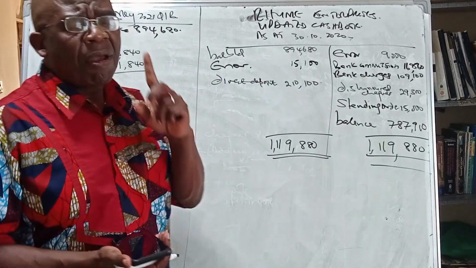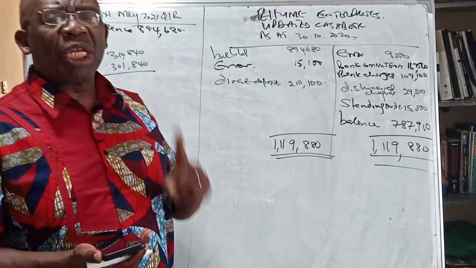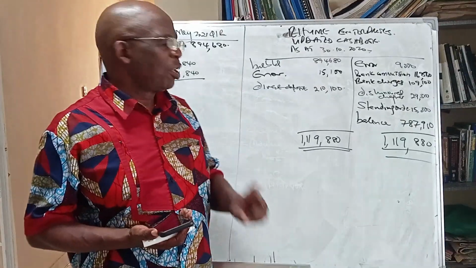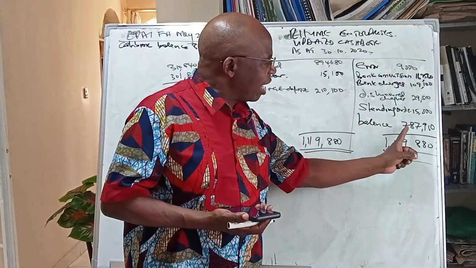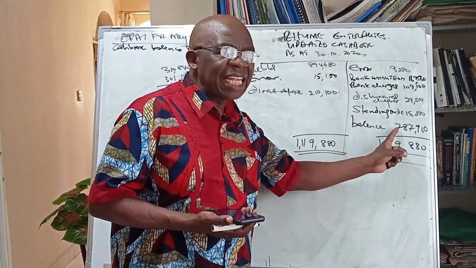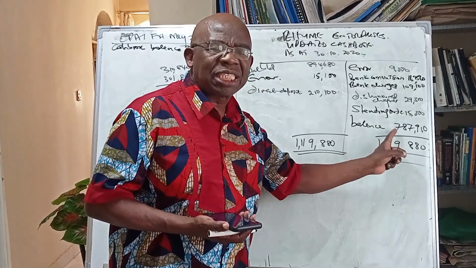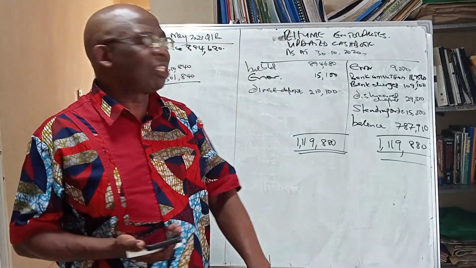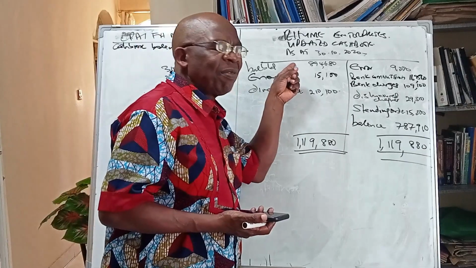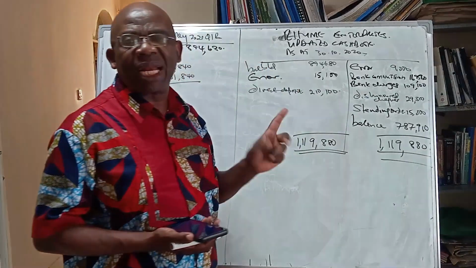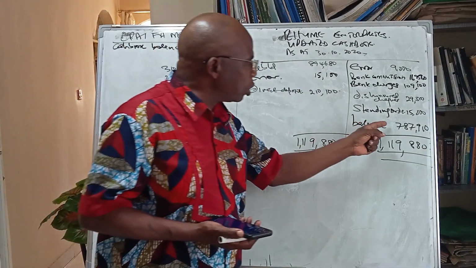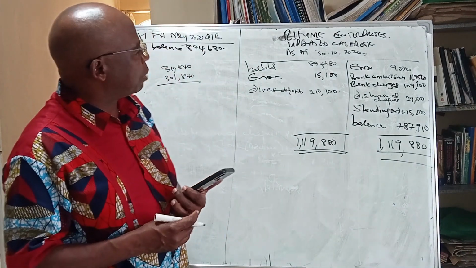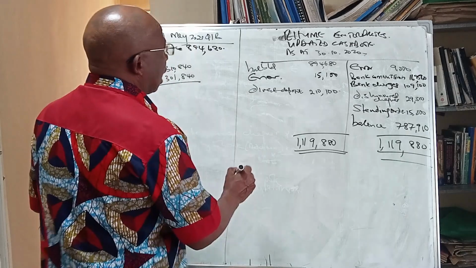Please mark this. When we're preparing the bank reconciliation statement, we start with the new balance. We start with the adjusted cash book balance. Many students will go to prepare the bank reconciliation statement with the beginning cash book balance. No. We use the closing bank balance as per cash book.